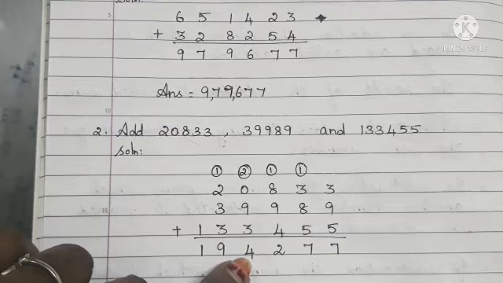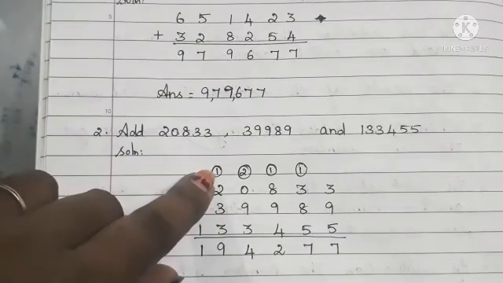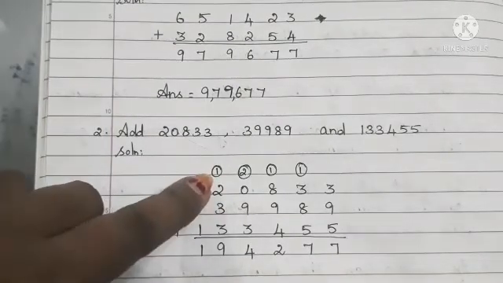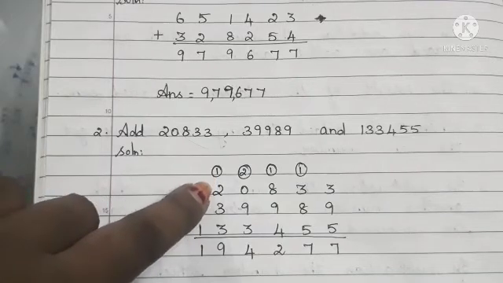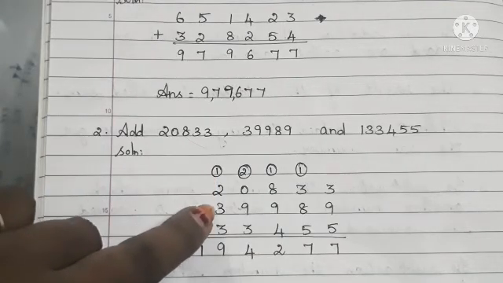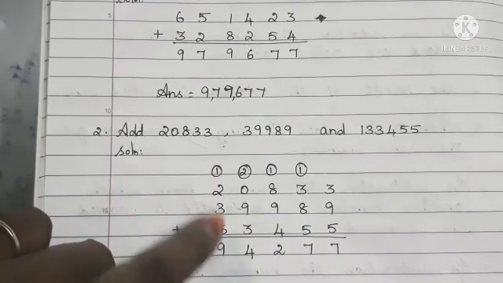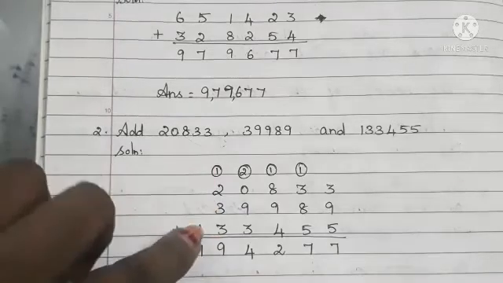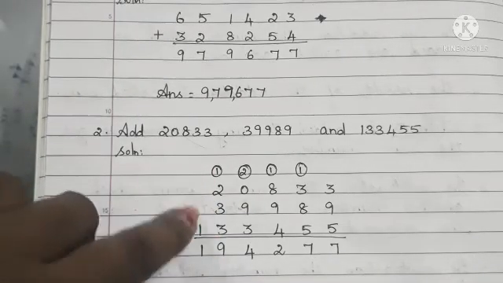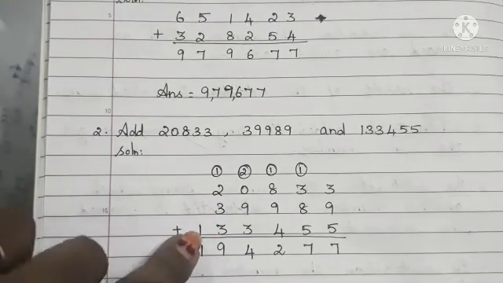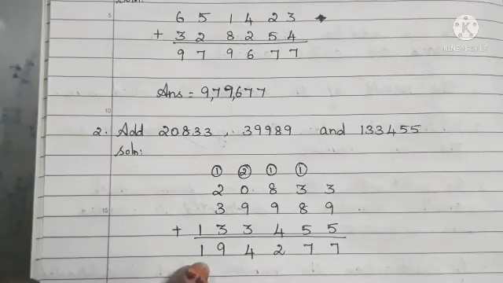So we can write the 4 here, and the remainder 1 we can write in the next number above. Next we can add the next place values. 1 plus 2 is 3. 3 plus 3 is 6. 6 plus 3 is 9. So that is over. Next here we have only one value, isn't it? 1 is alone. So we can write the 1 in the sum place.